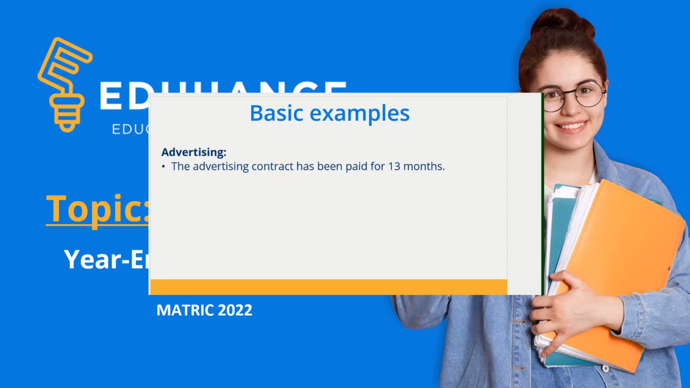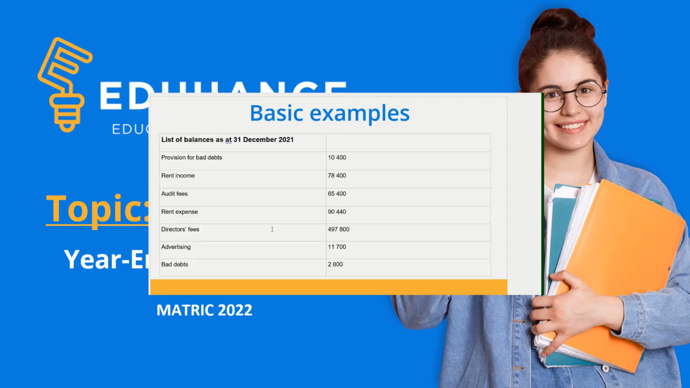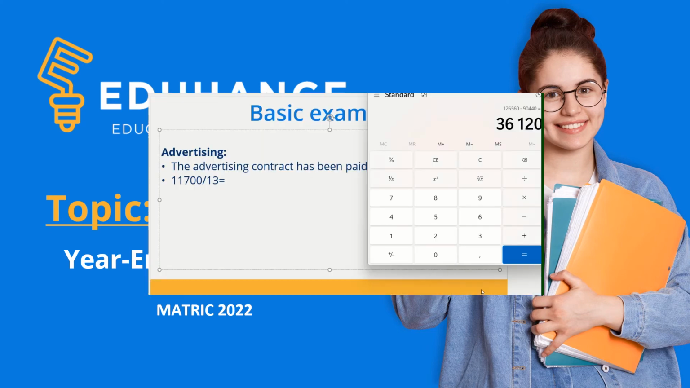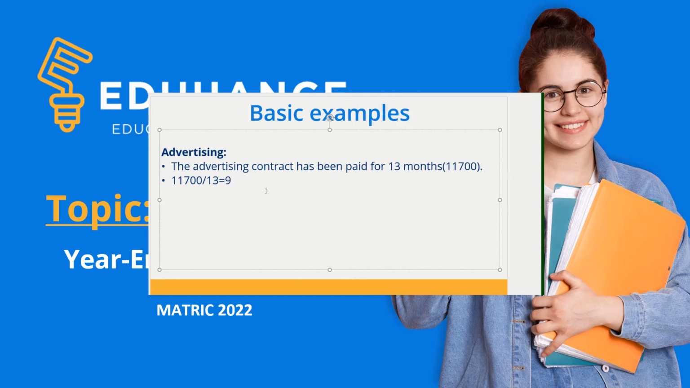Okay. Our next example is on advertising. Let's get our advertising number of 11,700. It says that the advertising contract has been paid for 13 months. So here they didn't tell you what to do, but you have to know that we have to only accrue for the 12 months of our current financial year. So let's calculate how much was that additional amount that was paid. So it's 11,700 divided by 13 months, which will give you 900 per month.